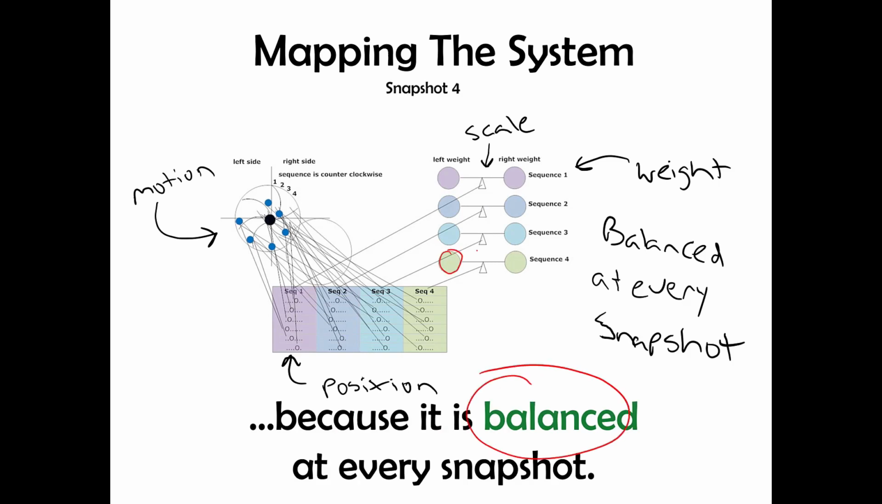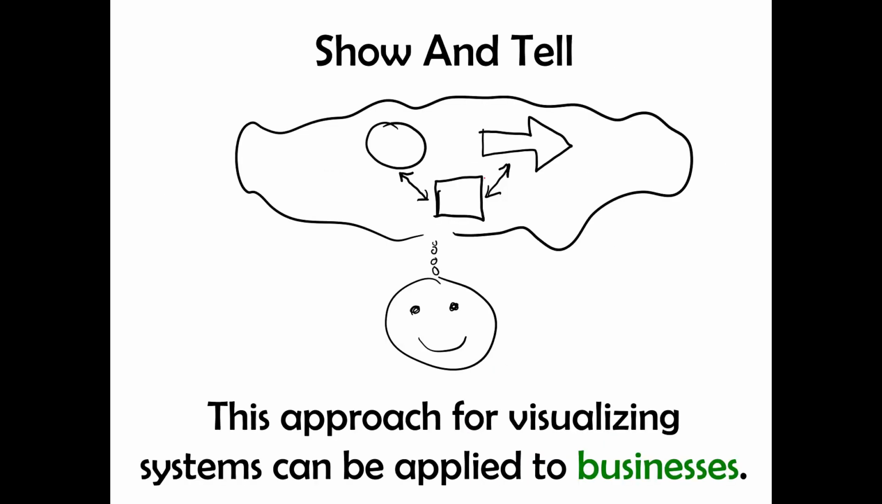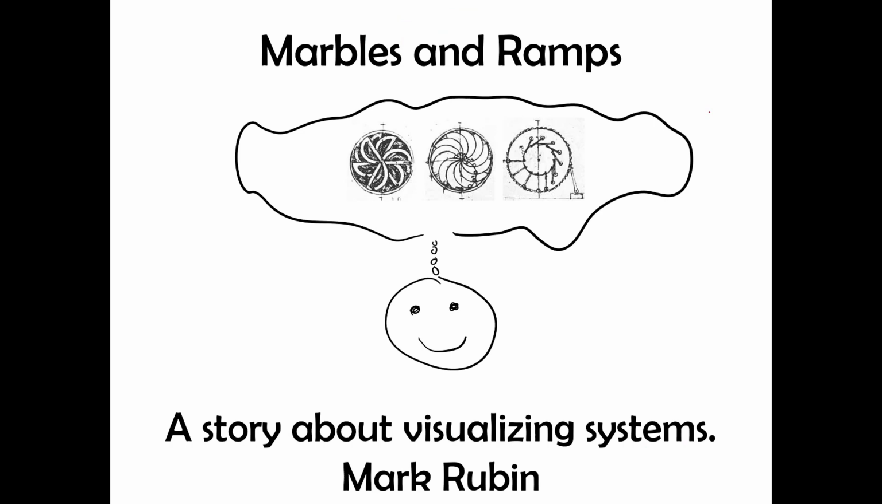No matter how you play with the curvature of the ramps, and no matter where you put the magnets, and no matter where you put this lifting ramp into position, it's always in balance. So that means that you could spin it with your finger, but it would eventually stop because of the frictional effects inside the system. And that's a story about visualizing systems.